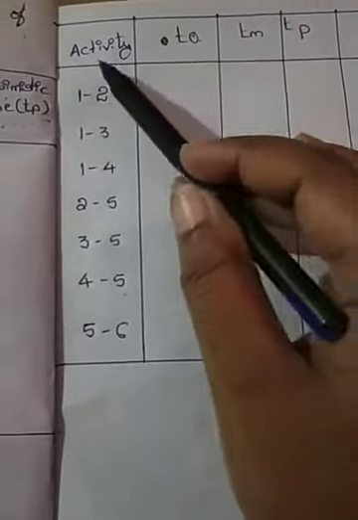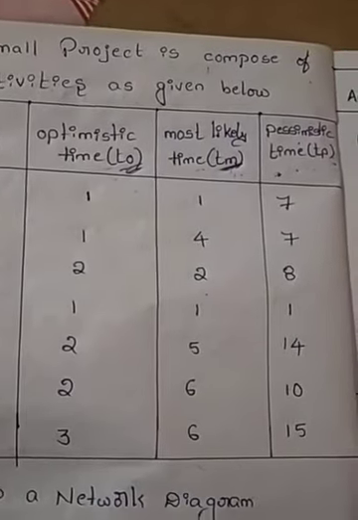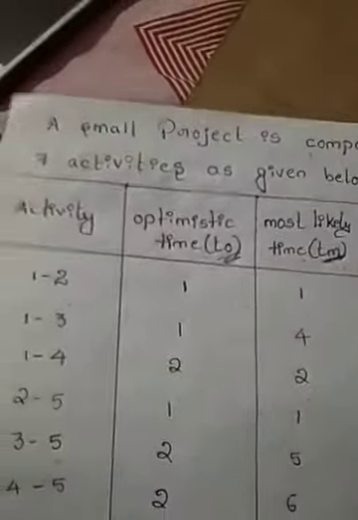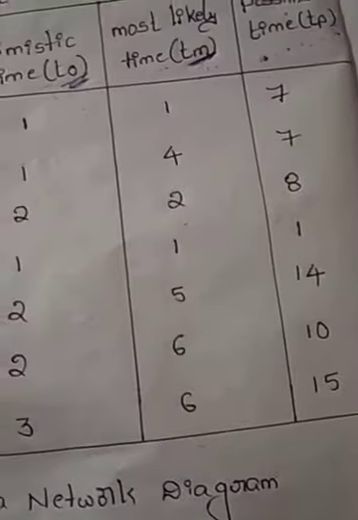Start the solution. For each activity, the optimistic time, most likely time, and pessimistic time are already given: 1, 1, 7; 1, 2, 2 and 3; 1, 4, 2; 1, 5, 6; 6, 7, 7; 8, 1, 14; 10, 15.